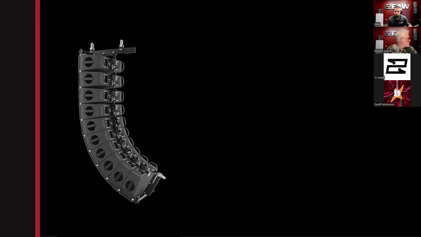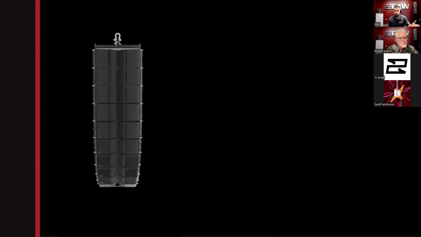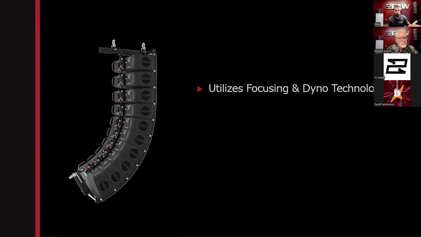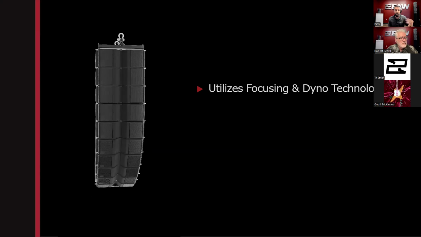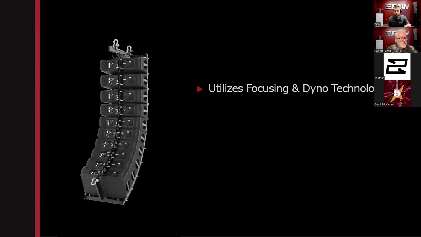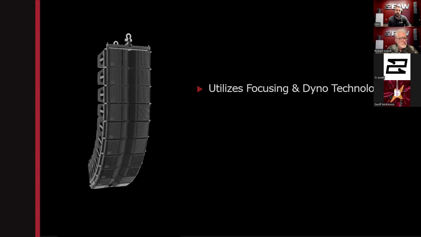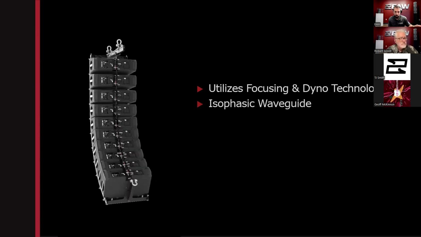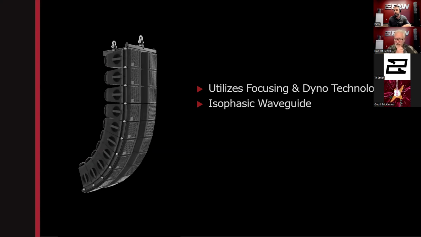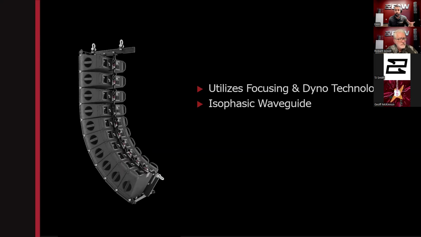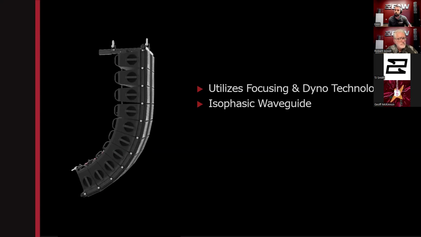It utilizes most of our EAW technologies like beam-width matched crossovers and symmetry of sources. This also includes our focusing, our FIR filters, and our Dyno dynamic optimization, which is essentially dynamic EQ and dynamic compression, which limits peaks and allows you to push the gain. It's utilizing our patented isophasic waveguide. And when you use this in conjunction with focusing and Dyno, this provides a near perfect impulse response in your critical frequency ranges.